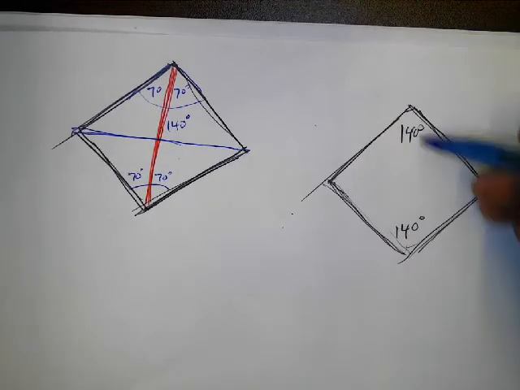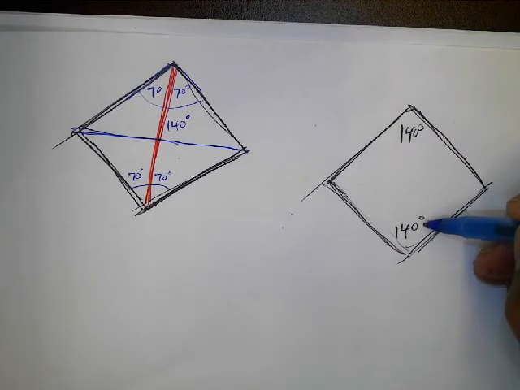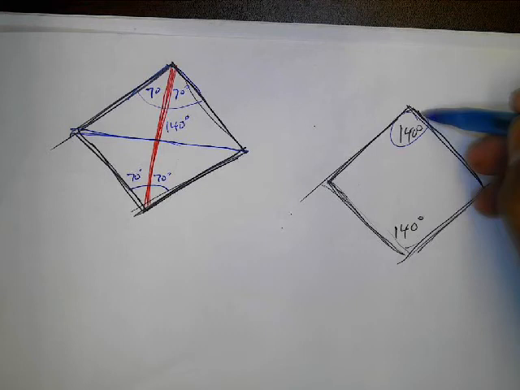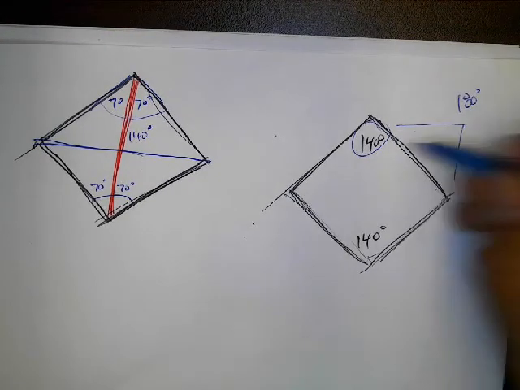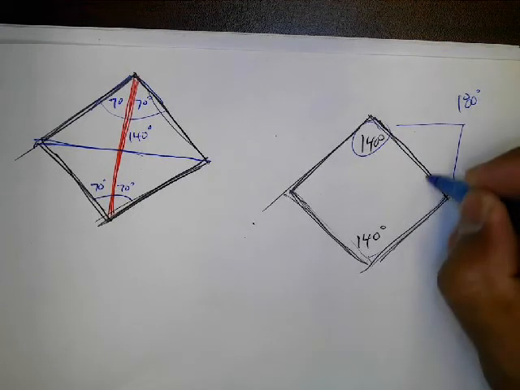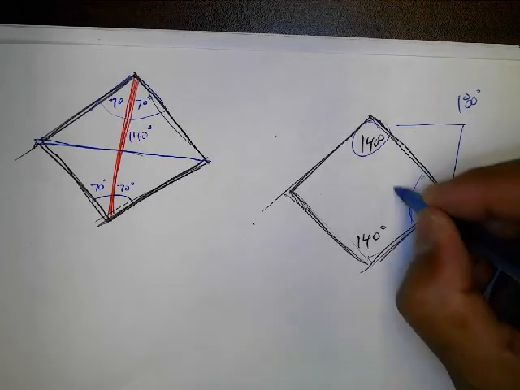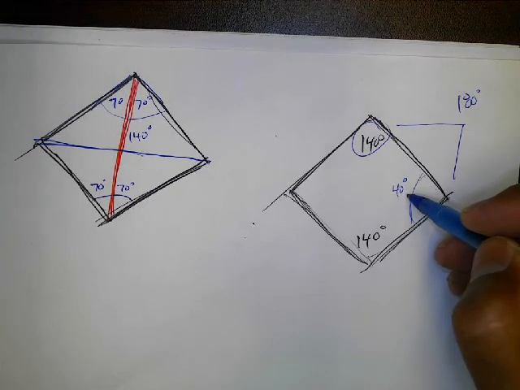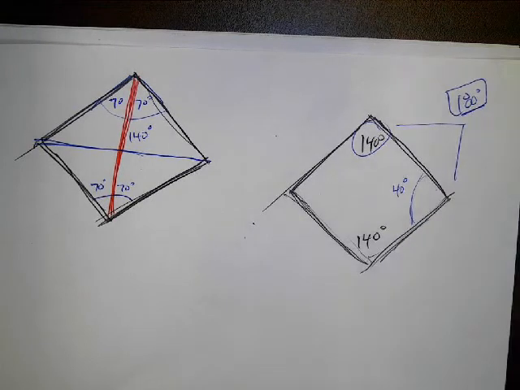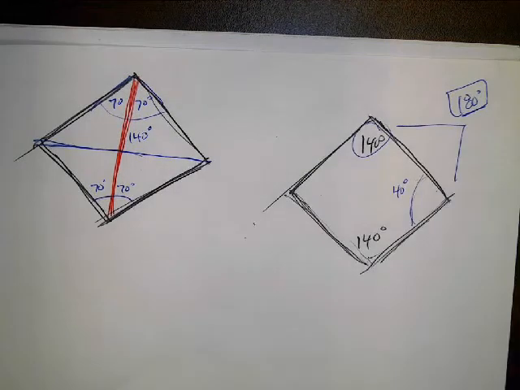Okay, so remember, if this is 140, this one's 140, but then you also got to get this one. Remember, these two add up to what? 180. So that's 140. This whole angle is what? 40, right? You guys agree? 140 plus another 40 is 180. Okay, so I got the big angles.